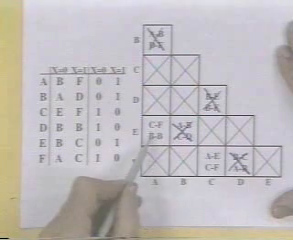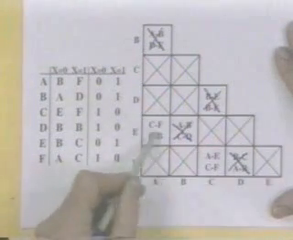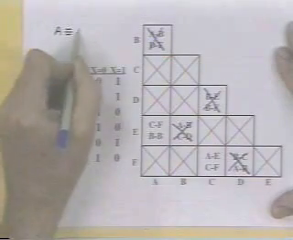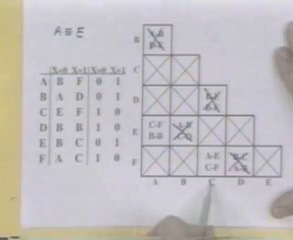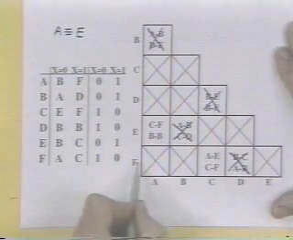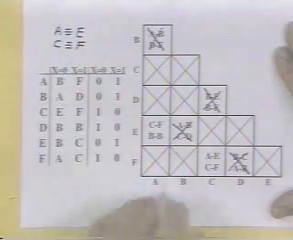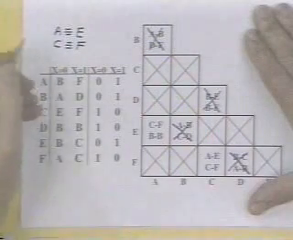The remaining pairs which are not X'd out are equivalent pairs. So we have A and E, the coordinates of this square. A is equivalent to E, and then here we have C and F. So C is equivalent to F. So we can now reduce the state table since we found these equivalent states.